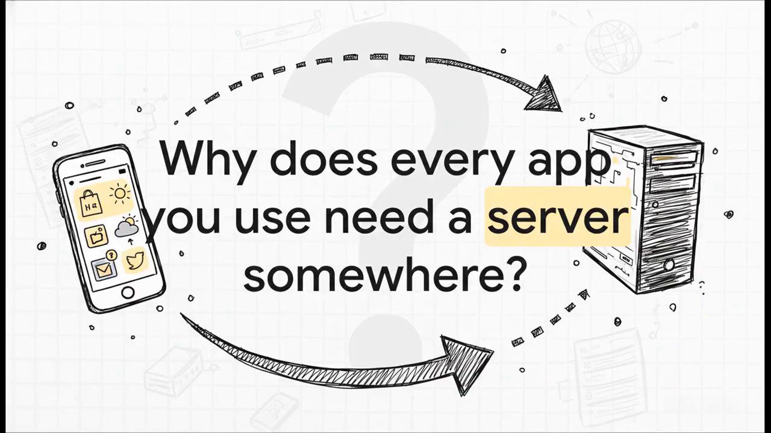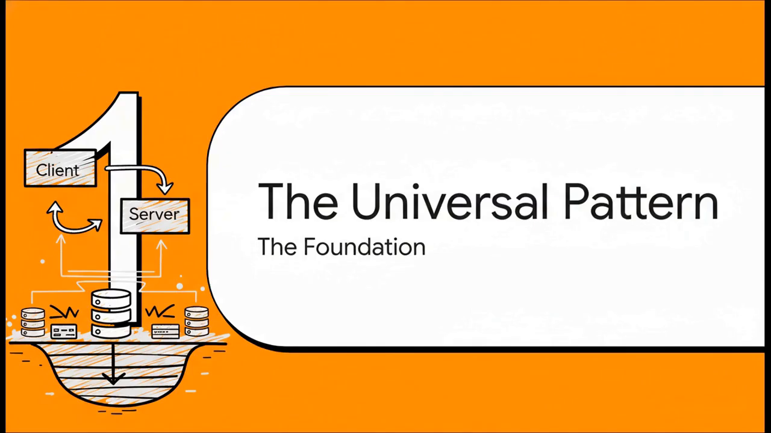Have you ever stopped to think about this? I mean, every single app you open, whether it's for ordering food or scrolling through social media, whatever it is, it's having this invisible conversation with some powerful computer, a server, that could be literally anywhere in the world. Why does it need that? Why can't the app just do everything by itself right there on your phone? Well, the answer to that is, it's pretty much the foundation of how the entire internet works. And that fundamental answer is a pattern we call client-server architecture.